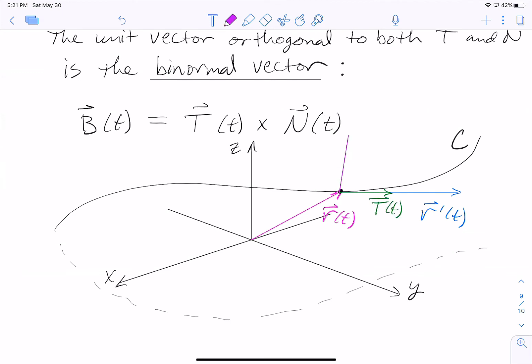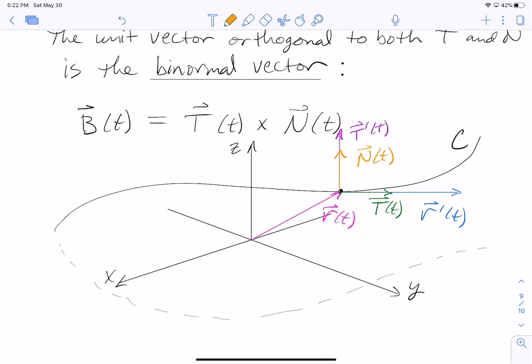T prime is going to be orthogonal to T of t. So there's T prime of t. And N of t is parallel to T prime of t, and it is also a unit vector, and so it has the same length as T of t. Did I pull off the same length there? Give me just a second. Okay, I wasn't sure I believed it, but now I do.